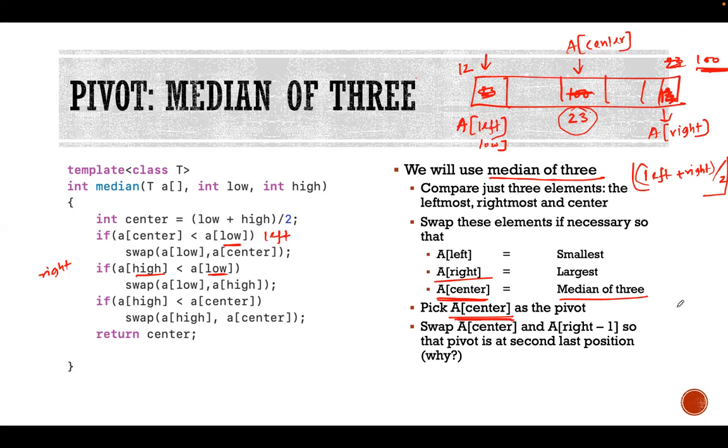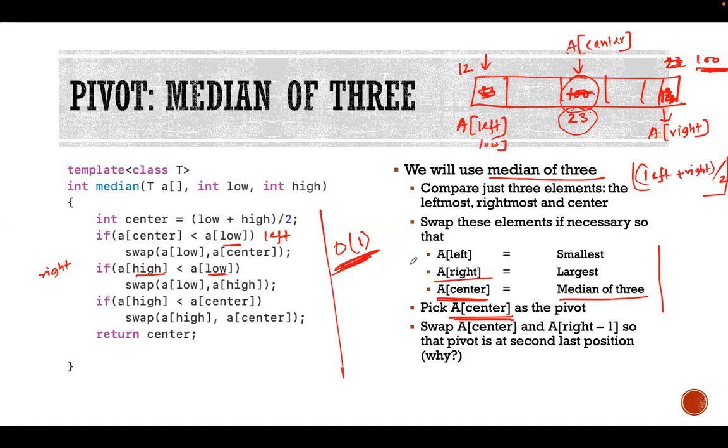This is just a bunch of steps, and the runtime of picking the pivot element is just order of 1, constant runtime. We just check these items, and based on that we do some swapping so that we can reorganize the items in the array like this. Then we pick the center item as the pivot. So this is an order of 1 algorithm.